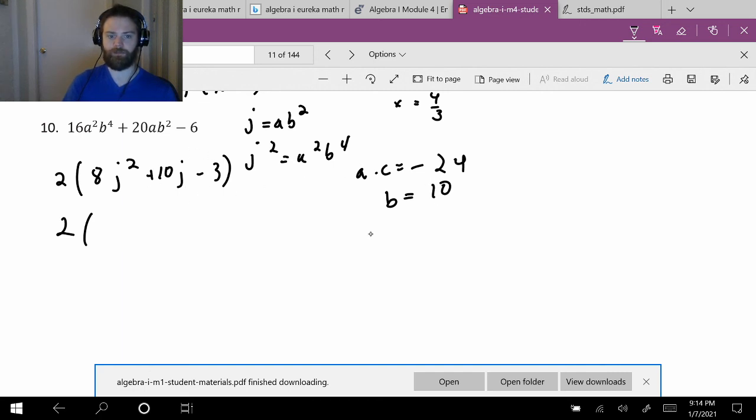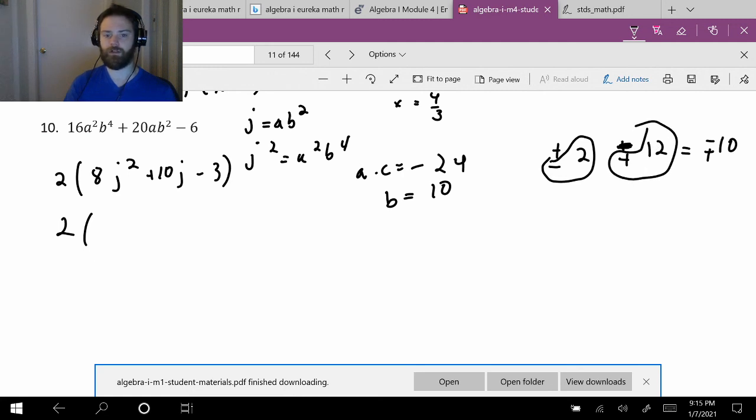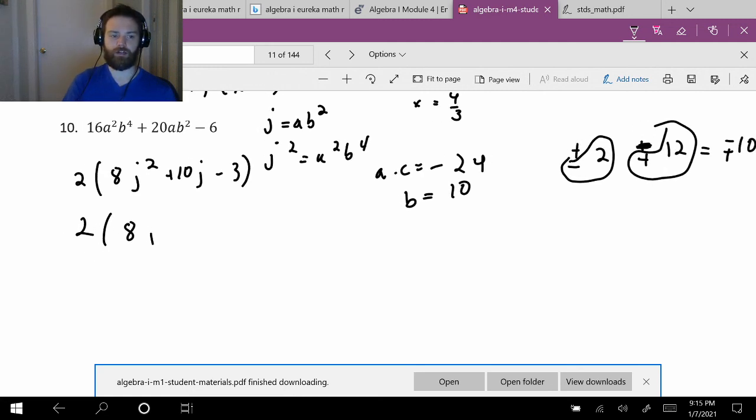positive 10. So if that's the case, I'm looking for two numbers that multiply to be negative 24, but add to be 10. So positive 12 and negative 2. Negative 2 plus 12 is positive 10. That is what we need. Negative 2 plus the 12. We're going to split this guy up. 8j squared plus 12j minus 2j minus 3.